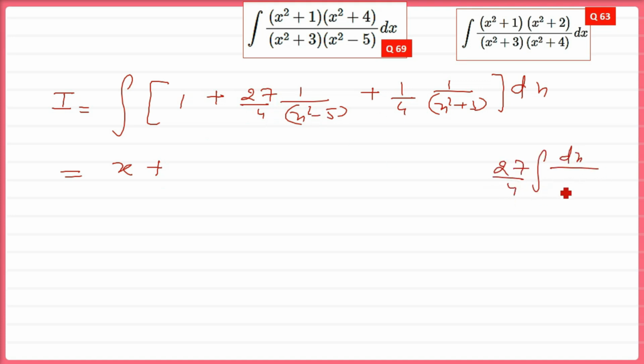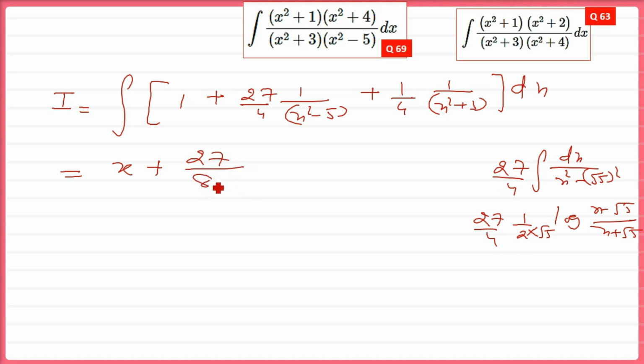Integration of dx divided by x square minus 5. You can write it as root 5 whole square. 27 by 4. x square minus a square is what? x minus a into x plus a. But we will use the formula here: 1 by 2a log (x minus a) by (x plus a). So integration of dx by x square minus a square is always 1 by 2a log (x minus a) by (x plus a). So I am writing it right now. 27 by 4, 2 fours are 8, 8 root 5 log, you can write it as ln because it is log base e only, (x minus root 5) divided by (x plus root 5).